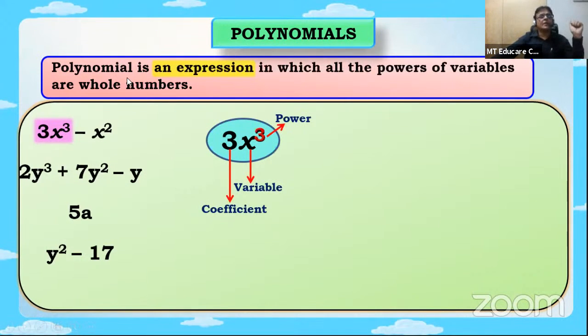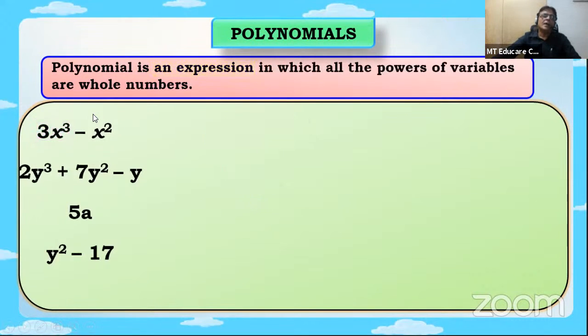Now let us go back to the definition of polynomial. Polynomial is an expression in which all the powers of the variables are whole numbers. Now we will concentrate only on the powers. Look at the powers, and powers, when I say power, should be whole numbers. Now, to understand whole numbers, let us first find out what the powers are. So look at the first expression. Powers are 3, power is 2. For the next expression, power is 3, power is 2, power is 1. Look at the third expression. The power is 1. Look at the fourth one, the last one.